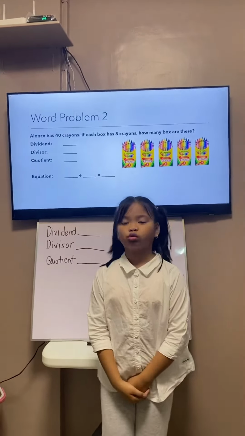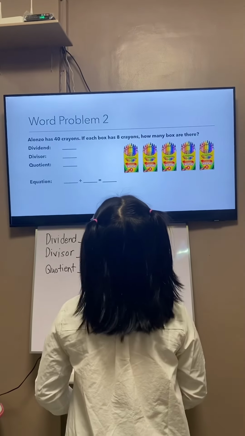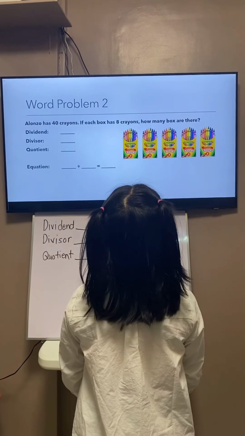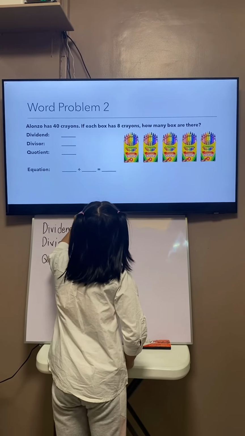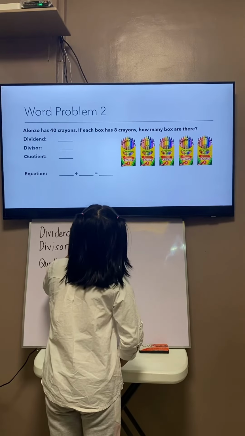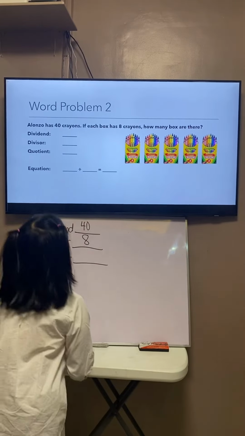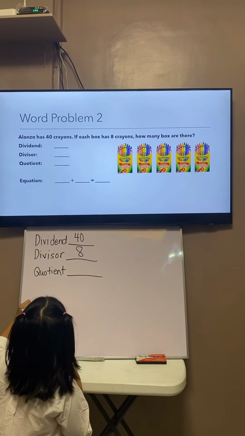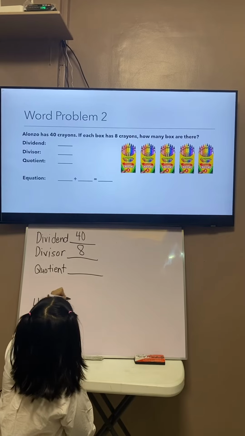Word problem 2. Alonso has 40 crayons. If each box has 8 crayons, how many boxes are there? Dividend, 40. Divisor, 8. Equation. 40 divided by 8 equals.